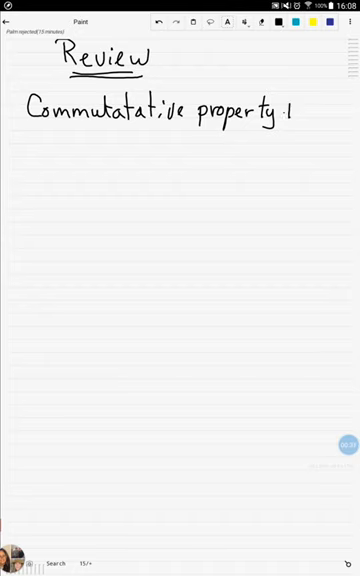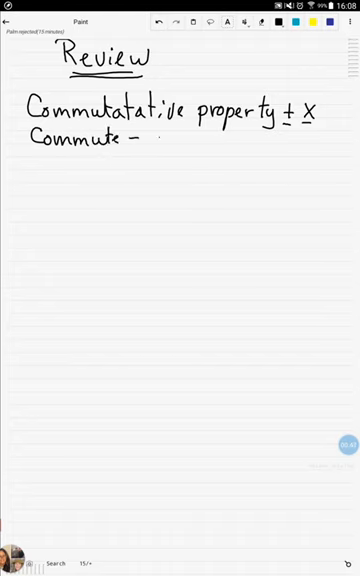Of addition and multiplication, right? Commutative has commute in it. What do you do when you commute? You move around. Look at this. This is my car. That's my car. It's going somewhere. So, commutative property means that the numbers can move around without making a difference.